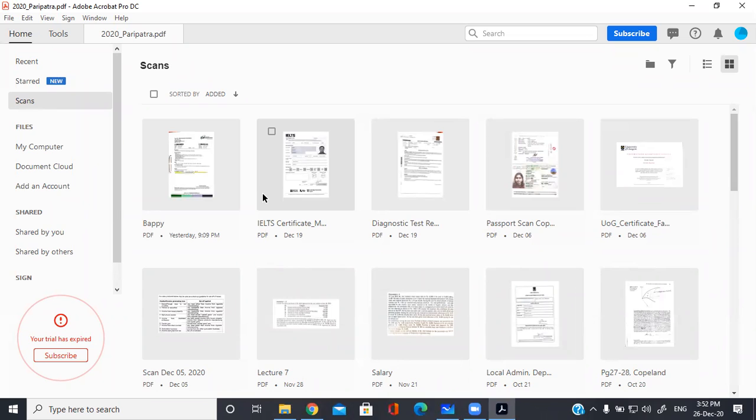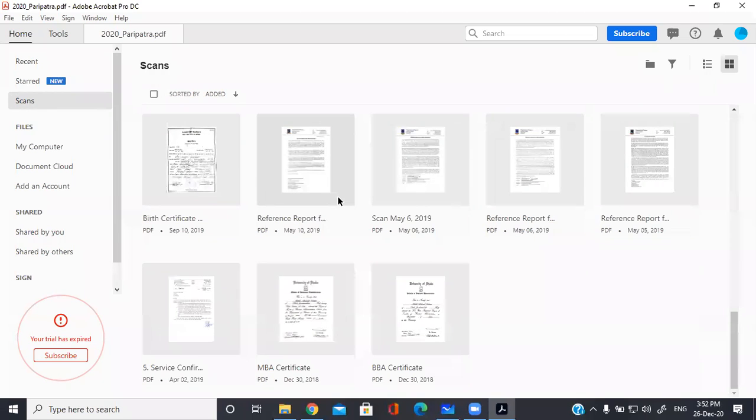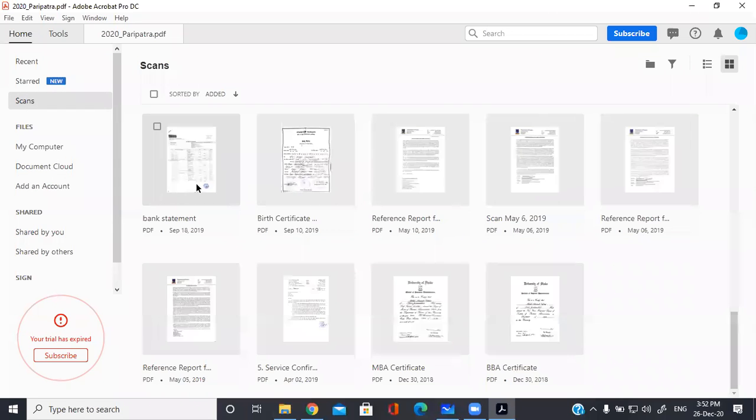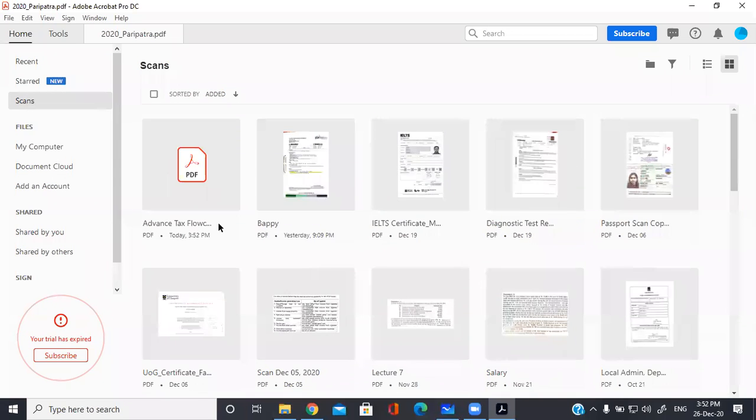Okay, I have a scan file. Let's just open it for you. It's taking time. Okay. Regarding the advanced tax, okay, this one.